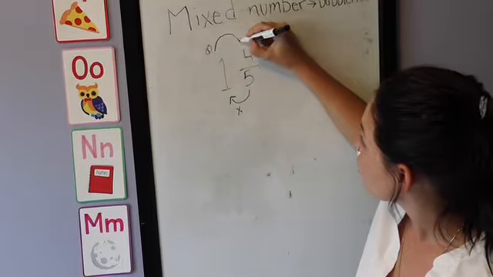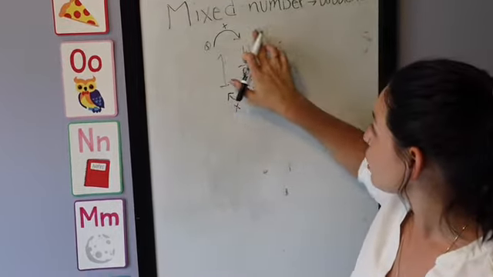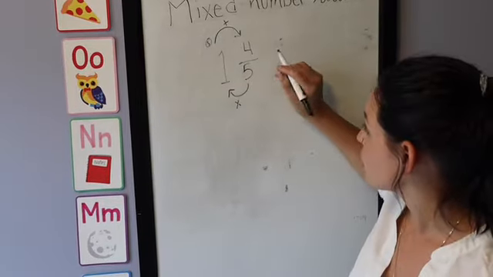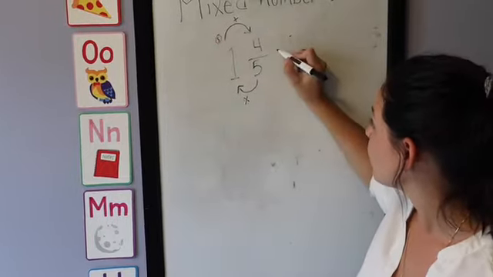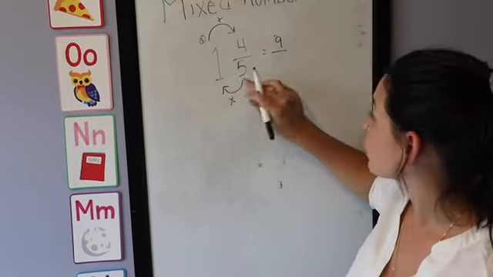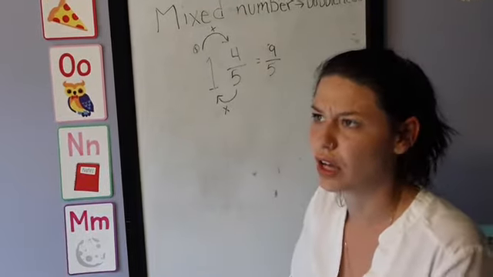And then you go around and you add. So you add the number to the numerator, which is 9. So 5 times 1 equals 5. 5 plus 4 equals 9. And our denominator stays the same. So it's 9 over 5.